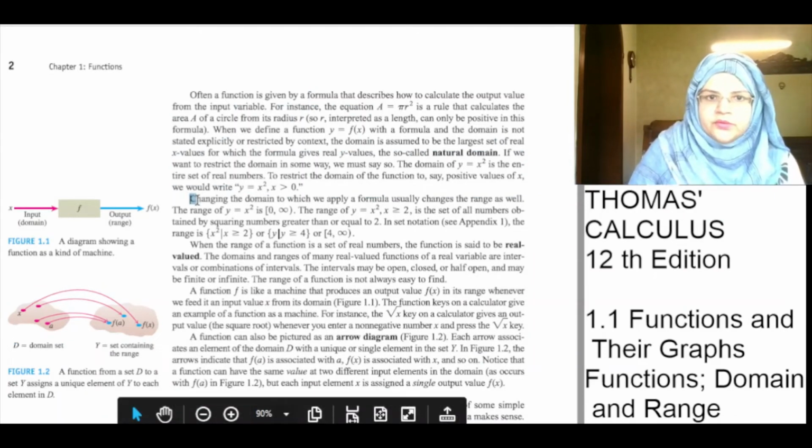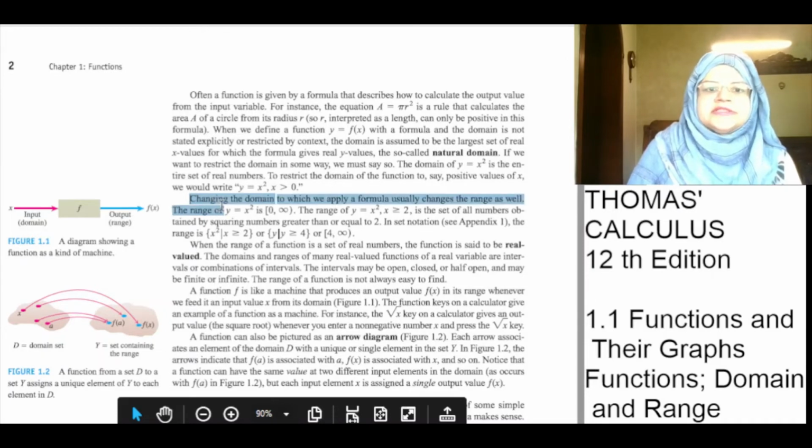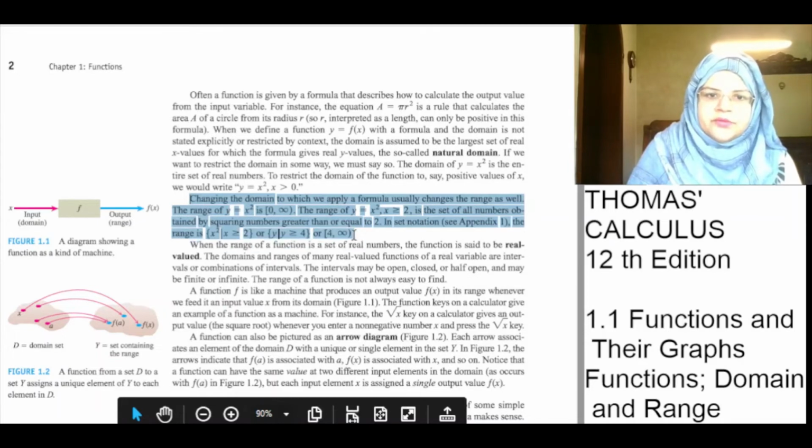Changing the domain to which we apply the formula usually changes the range as well. The range of y equals x squared is 0 to infinity. The range of y equals x squared, x greater than or equal to 2, is the set of all numbers obtained by squaring numbers greater than or equal to 2. In set notation, see appendix 1, the range is x squared such that x is greater than or equal to 2, or y such that y is greater than or equal to 4, or 4 to infinity.